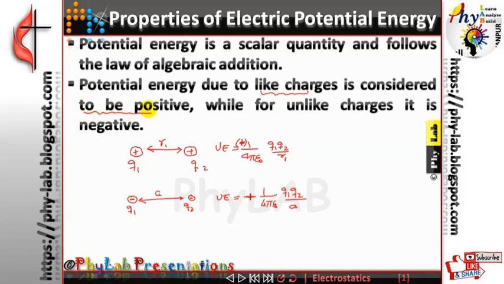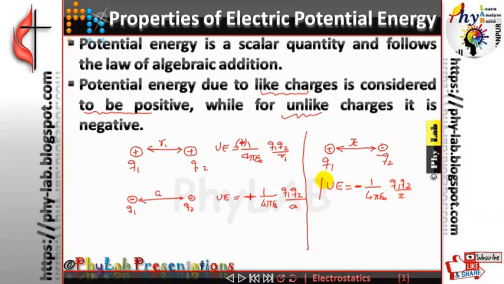Similarly, instead of like charges, if I have one positive charge Q1 and another charge negative in nature, let's say Q2, and the distance between them happens to be X, and I ask you what will be the potential energy of the system? There is a minus. Why minus? Because it is an unlike pair. So potential energy comes with a sign: minus 1 upon 4 pi epsilon naught Q1 Q2 by X.